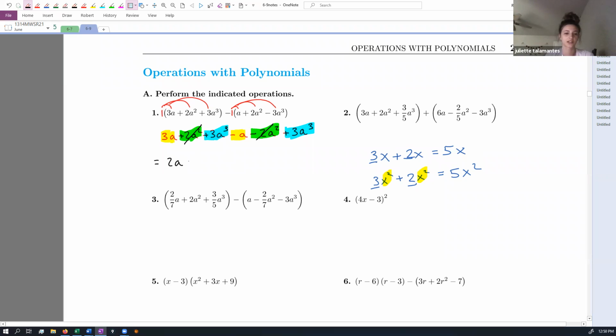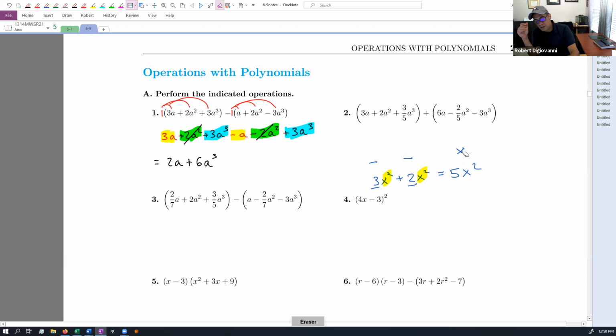And then 6a cubed. That's right. So everyone, it's 6a cubed, right? Not 9. You're not multiplying the 3 and 3 together, you're adding them. So that's how we combine polynomials together with addition and subtraction. Okay, good. All right, everyone, let's look at the second one, number 2.